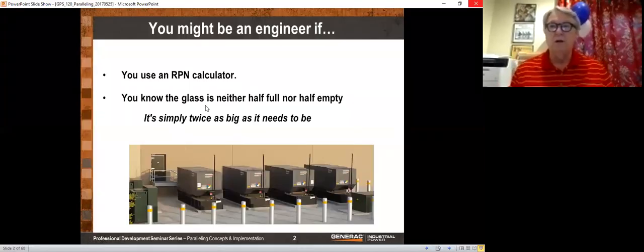Now, this is our little icebreaker here. You might be an engineer if you use an RPN calculator, or if you know the glass is neither half full nor half empty, it's simply twice as big as it needs to be. My own opinion is the glass is always full. Sometimes it's just half full of water and half full of air.